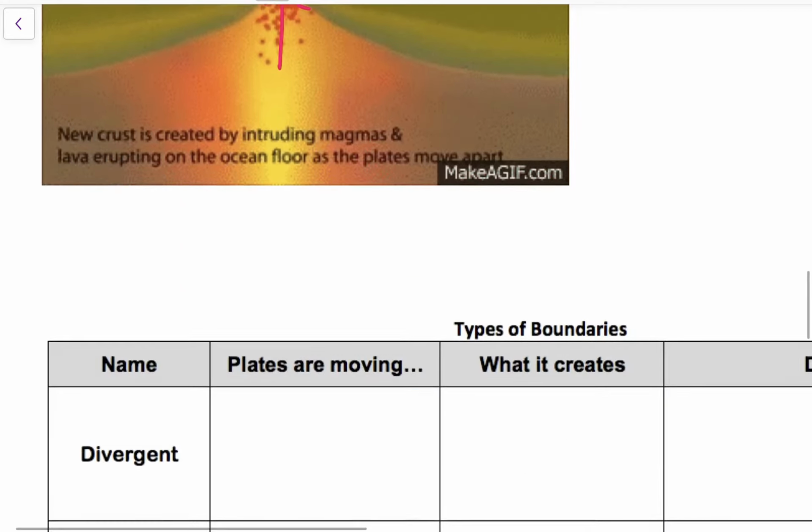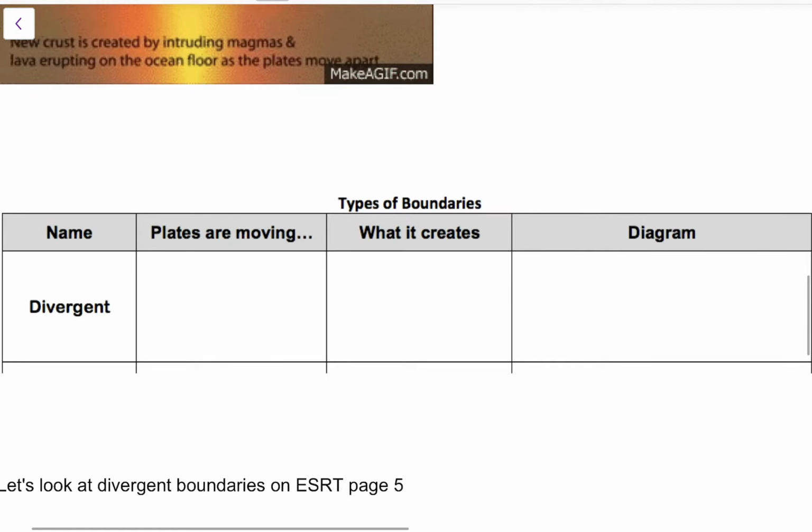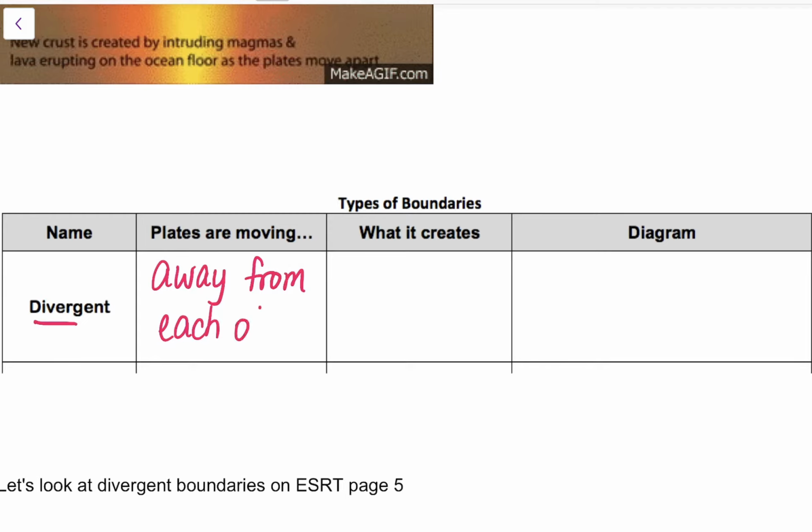For our notes this week, we're going to create a nice little chart comparing the 3 different types of plate boundaries. Today we are only learning about divergent boundaries. So let's go ahead and fill in divergent on our first type of plate boundary if you haven't done so already. In a divergent boundary, the plates are moving away from each other.